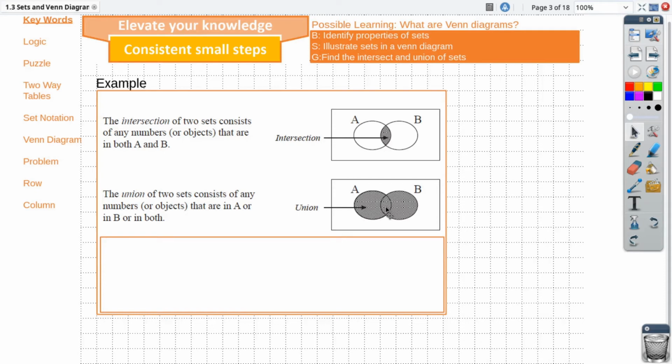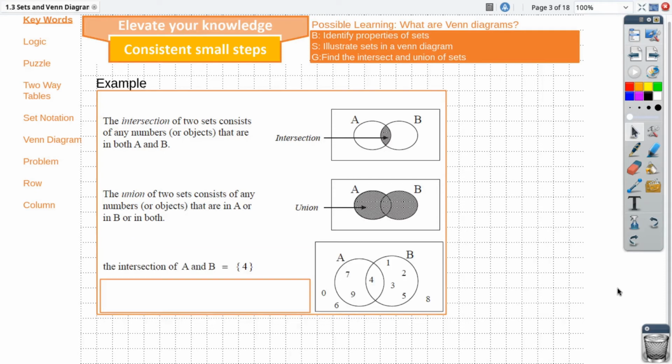If we come back to the Venn diagram that we used in the previous slide, the intersection of A and B is 4. It's the only number that is in the middle of our Venn diagram where A and B overlap. The union of A and B is 1, 2, 3, 4, 5, 7 and 9. That's all of the numbers that appear in either set A or set B.